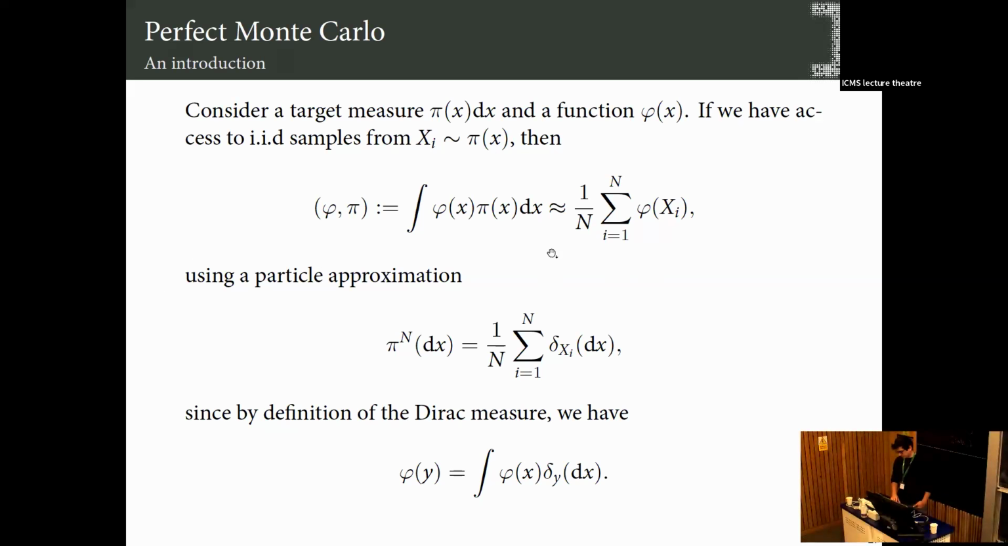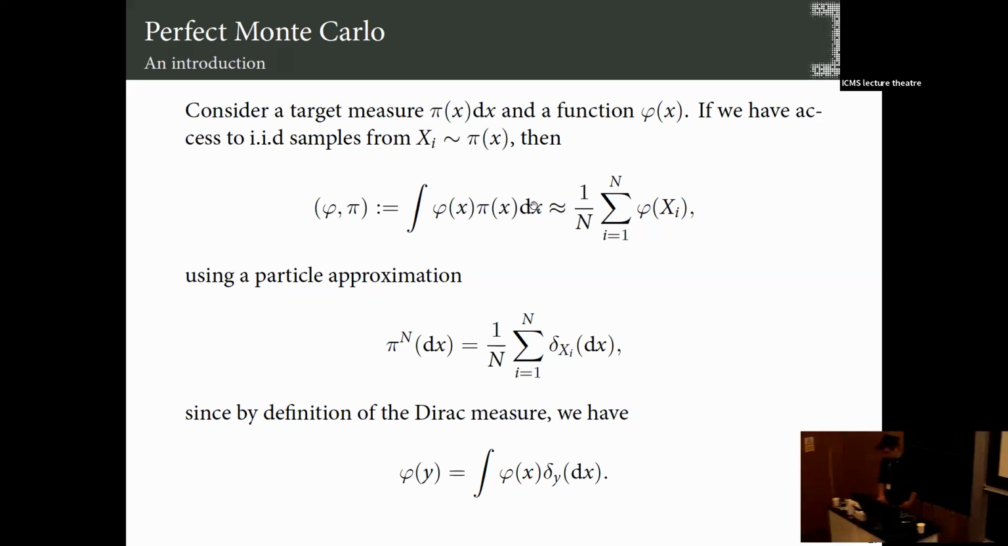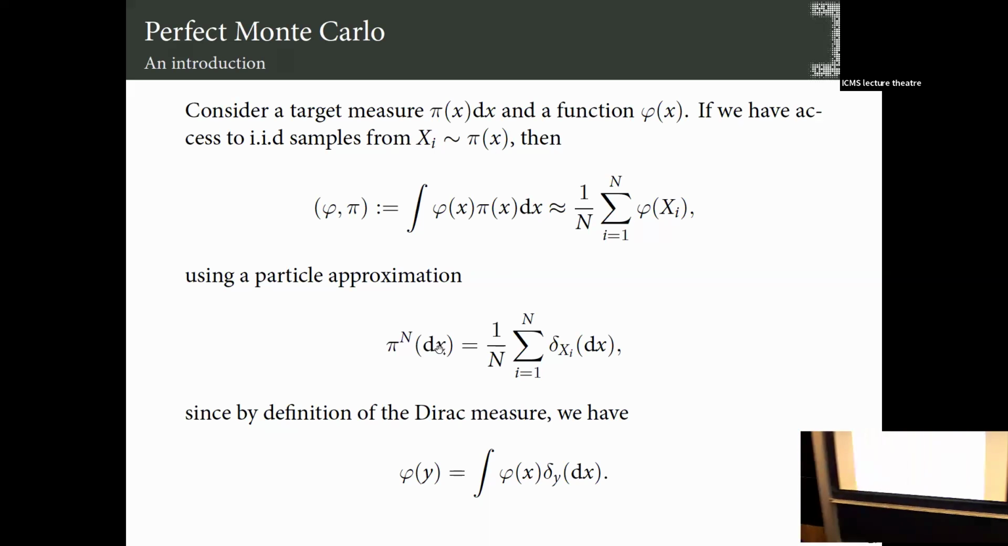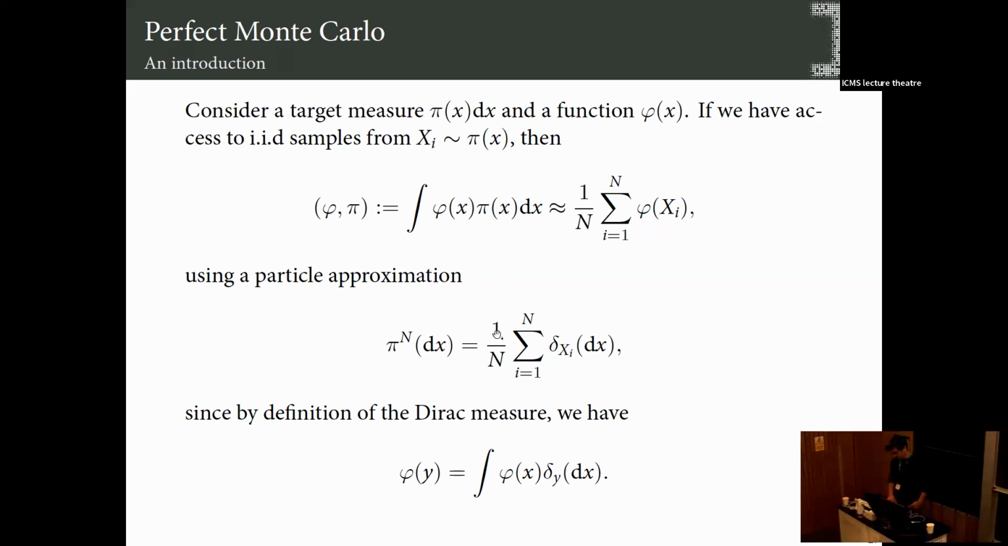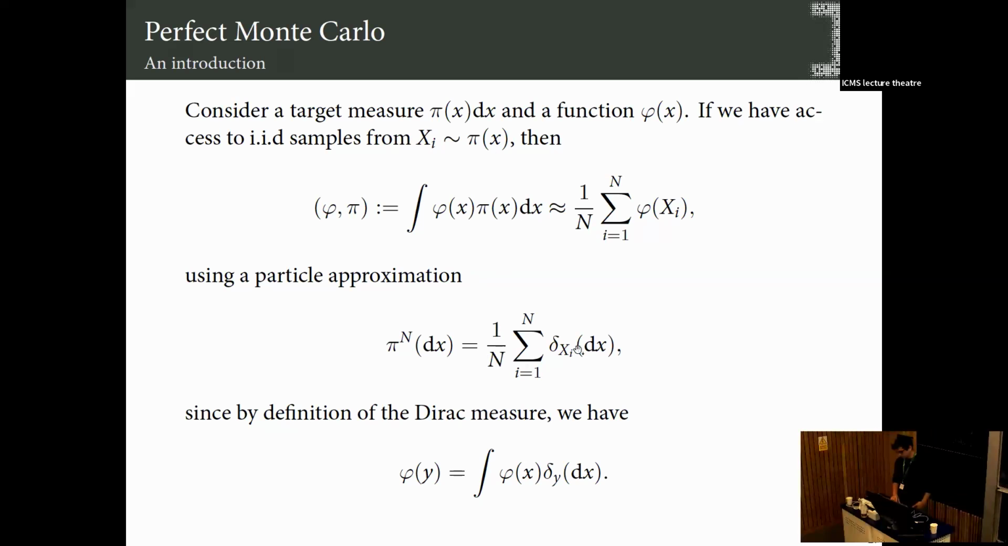Okay, how does it work? Very simply, if you have never seen this, you have this measure, pi of x dx. This is a probability measure, and you approximate it with an empirical measure. This is why this approximation pops out. Instead of this, you get your samples, give each of them equal weights, and then build these Diracs. So this is your approximation, a very poor approximation in some sense, to your measure.